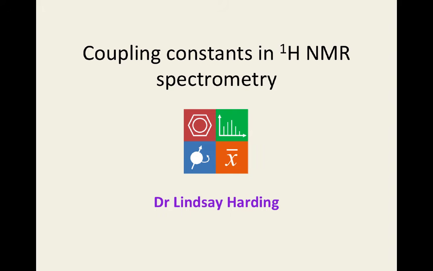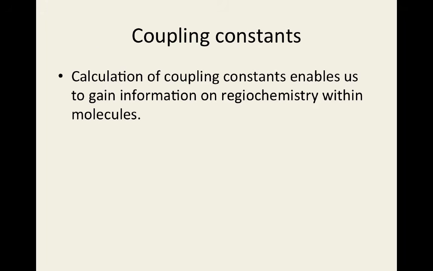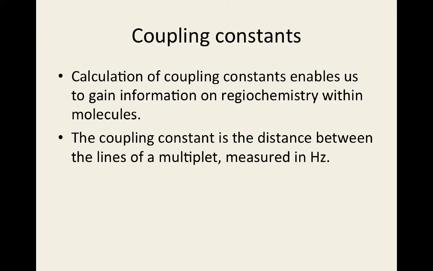Hello and welcome to this screencast which explains how to calculate coupling constants in proton NMR spectra. Calculation of coupling constants enables us to gain information on regiochemistry within molecules, for example whether alkenes are cis or trans, or whether a disubstituted benzene is ortho, meta or para disubstituted.